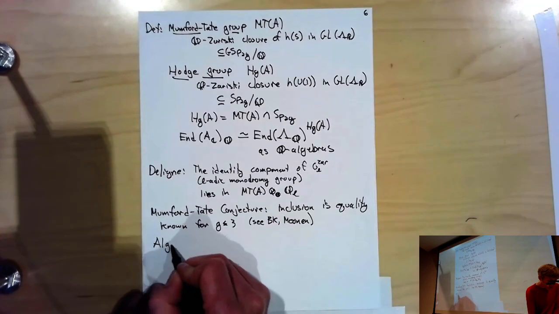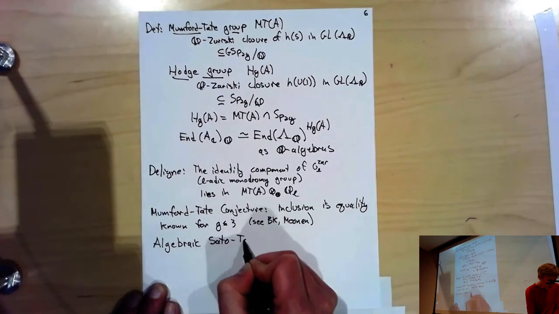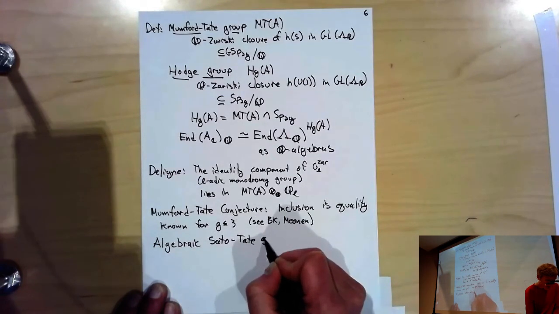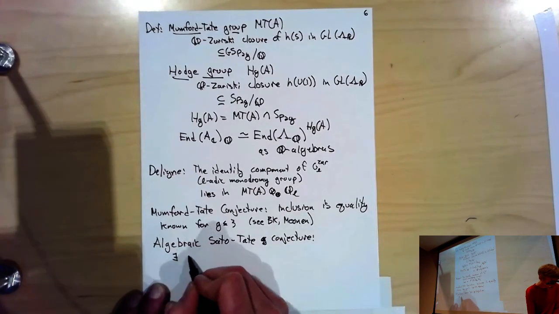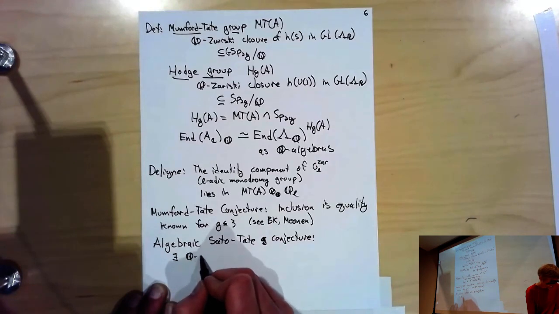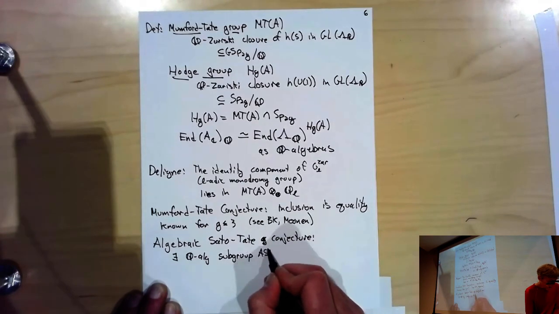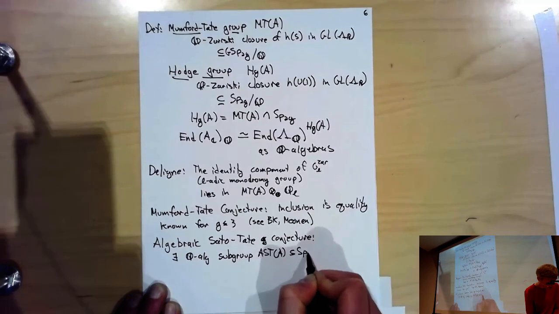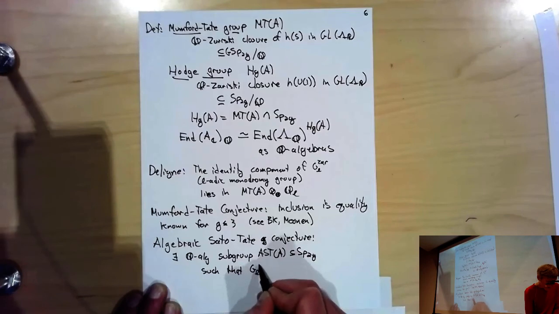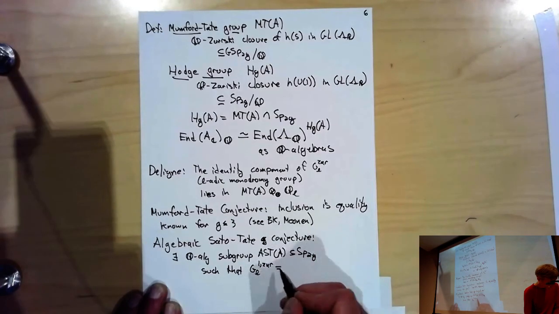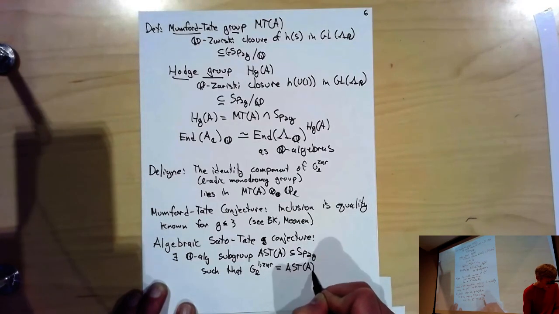But there is a more general version, which I'm not going to say anything about, but I'll at least note its existence, called the algebraic Sato-Tate group, or algebraic Sato-Tate conjecture. It says that there exists a Q-algebraic subgroup called AST(A), sitting inside Sp2g, such that G^1_l Zariski is equal to the algebraic Sato-Tate group of A.